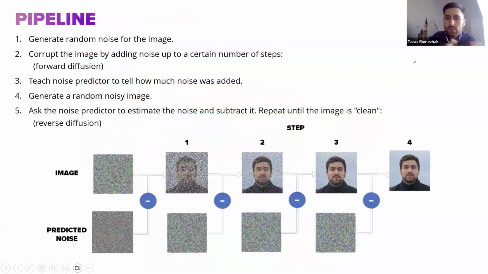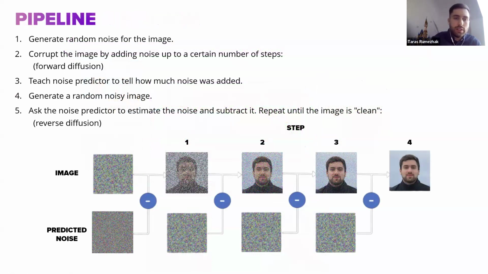So here is just a high-level pipeline. We generate a random noise for the image. We corrupt the image by adding noise over a certain number of steps. That was discussed in the forward diffusion.